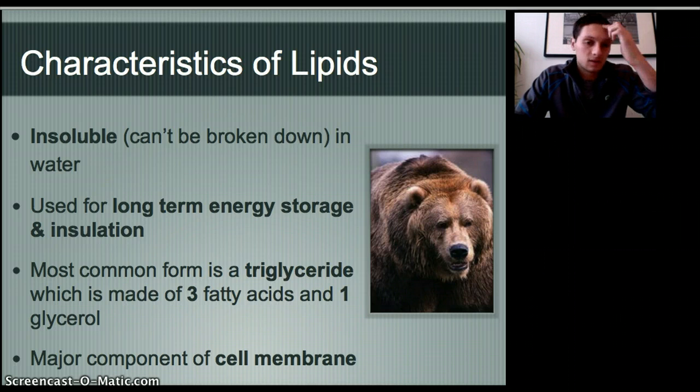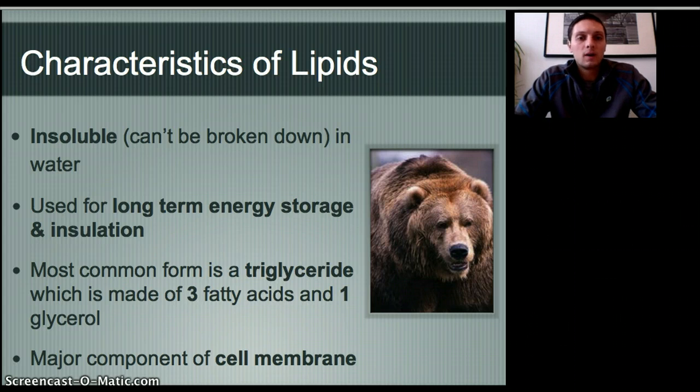It can also be used for insulation. Animals that live in cold regions, by eating a lot of fatty foods, can help to build an insulation layer. Think about seals that have blubber or other animals that have blubber, which helps to keep them warm in cold climates. So lipids, fat, can be used for long-term energy storage and insulation.